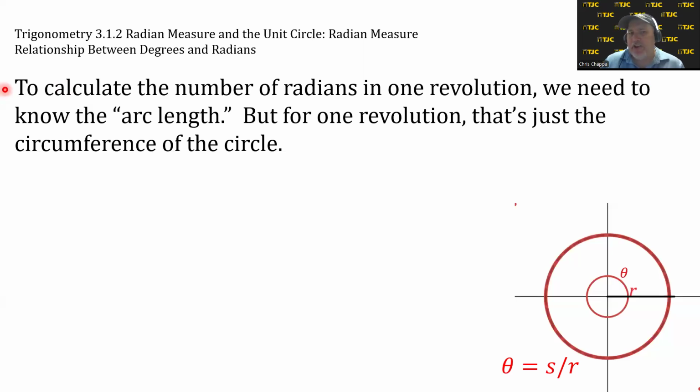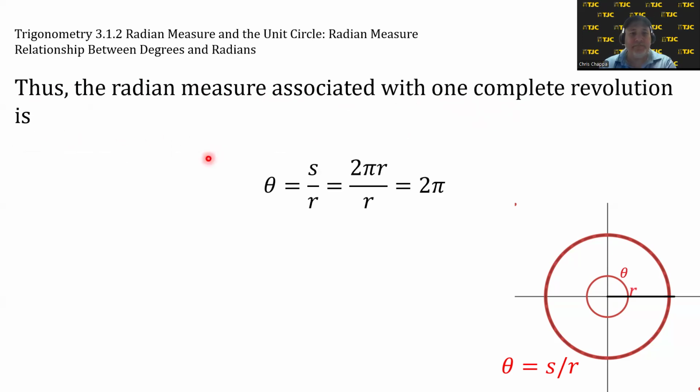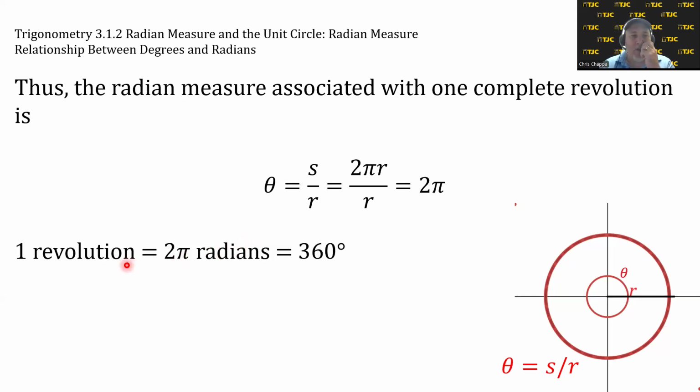To calculate the number of radians in 1 revolution, we need to know the arc length, but for 1 revolution, that's just the circumference of the circle. And since the formula for the circumference of a circle is c equals 2 pi r, then that's the desired arc length. So in our formula, s will equal 2 pi r. Thus, the radian measure associated with 1 complete revolution is theta equals s over r, which equals 2 pi r over r. The r's cancel, and we get theta equals 2 pi. 1 revolution equals 2 pi radians equals 360 degrees.